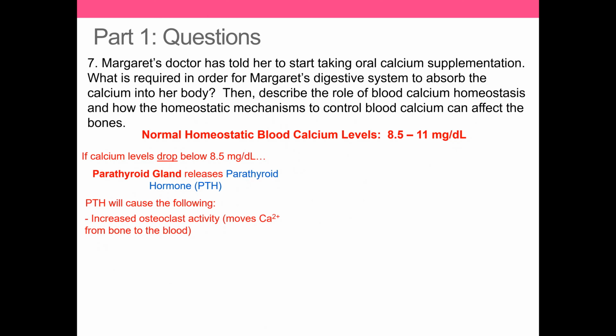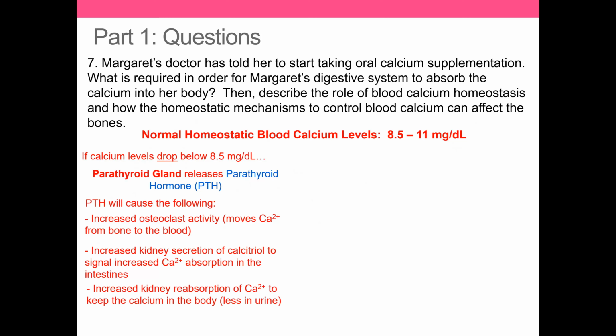There will be an increase in osteoclast activity, moving the calcium from the bone to the blood. So this is going to lower bone density. You'll also get an increased kidney secretion of calcitriol, which will signal increased calcium absorption in the intestines from your food and drink. And then you'll also get increased kidney reabsorption of calcium to keep the calcium in the body, meaning the kidney is releasing less calcium in the urine. So all of these things will work together to raise calcium levels back to normal.